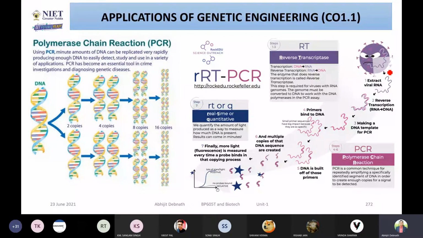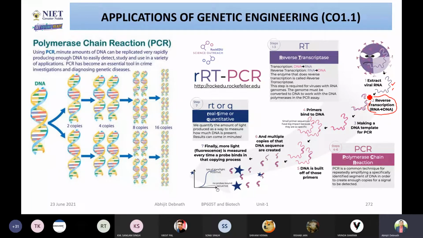SARS-CoV-2 has RNA, ribonucleic acid. It does not consist of DNA. So we will extract that RNA. You can see this RNA is extracted here. And then reverse transcription will happen, that is, RNA will be made into DNA.